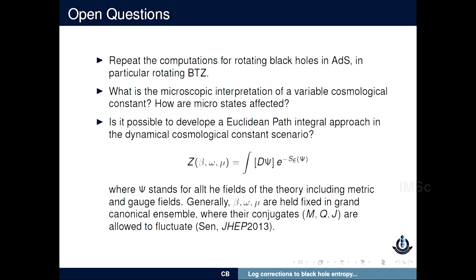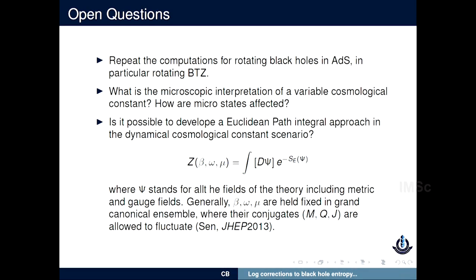What is not clear is the microscopic interpretation of having a situation where you have a dynamical cosmological constant or a variable Newton's constant. How do you interpret it from the microscopic side? That is not clear. Probably the next thing to do would be to actually do a Euclidean path integral computation in a dynamical cosmological constant scenario.